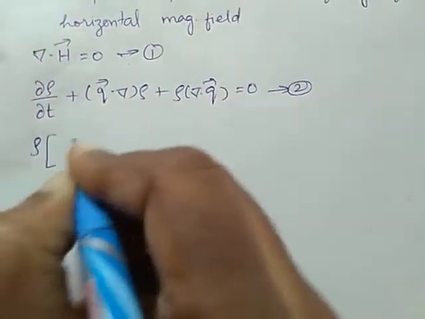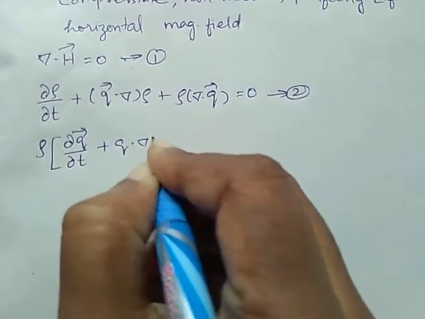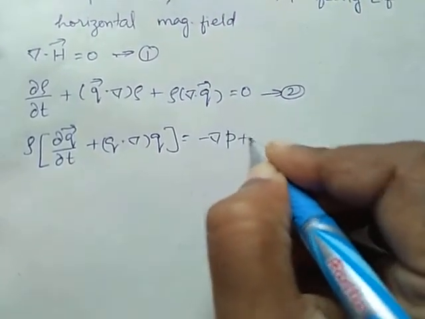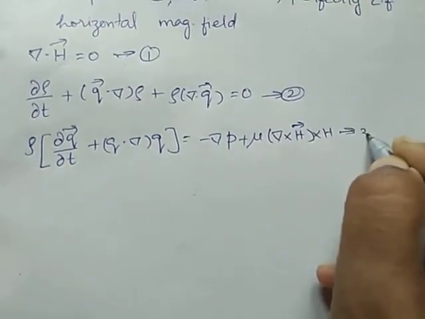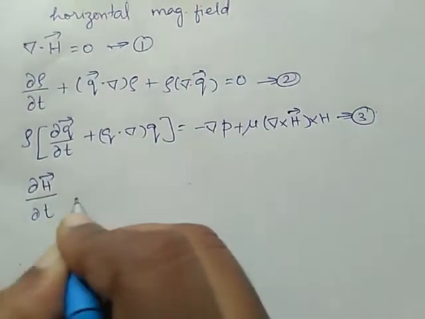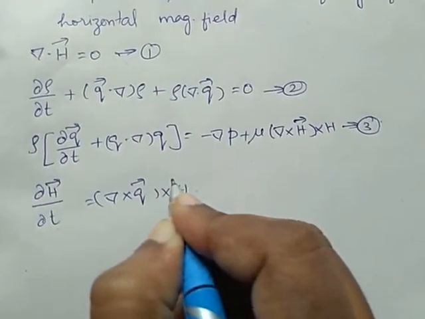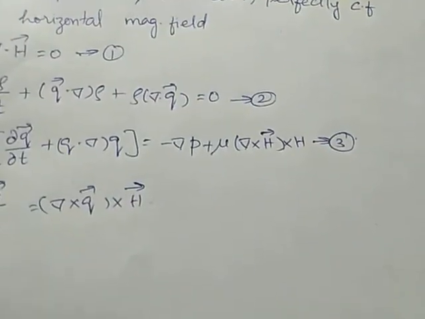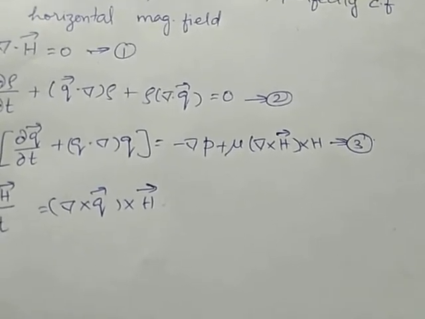Next is the momentum equation. There are no changes in the momentum equation; it remains as it is. Cross H. This is our momentum equation, and the last one is the magnetic field equation. Here q is velocity, H is magnetic field, rho is density, mu is permeability, and P is hydrodynamic pressure.